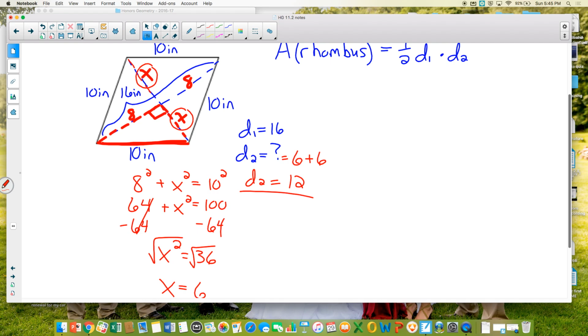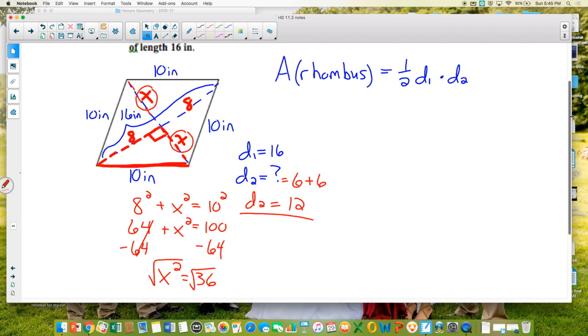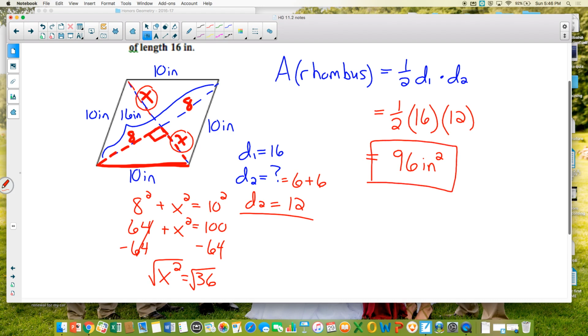Using diagonal 1, which we were given, and then taking diagonal 2, which we found, we know the area of this rhombus is 1/2 times 16 times 12. We end up getting 96 for the area, and the units we use are inches, so it's 96 inches, and area is always squared. So area of the rhombus is 96 inches squared. Some of the problems that we're going to work on in class tomorrow, we'll have to find missing pieces just to find the area, kind of like we did right here.